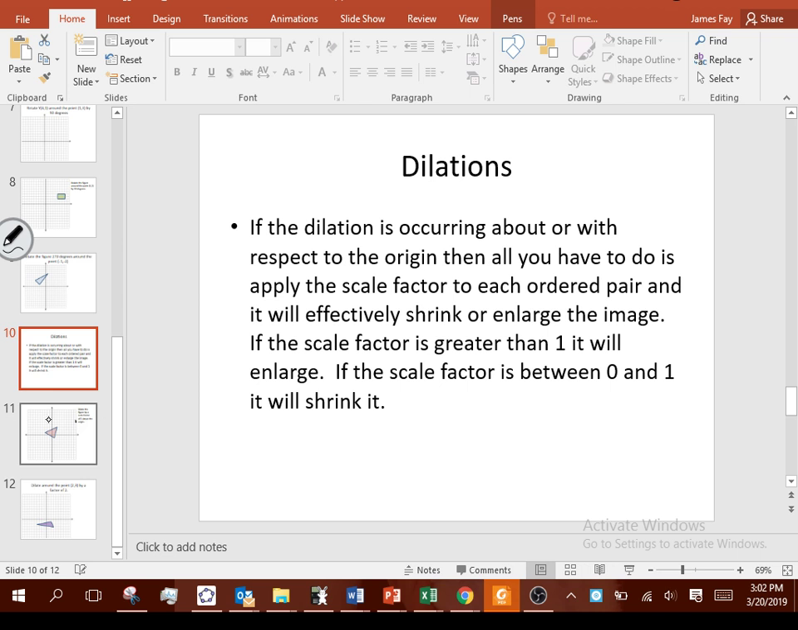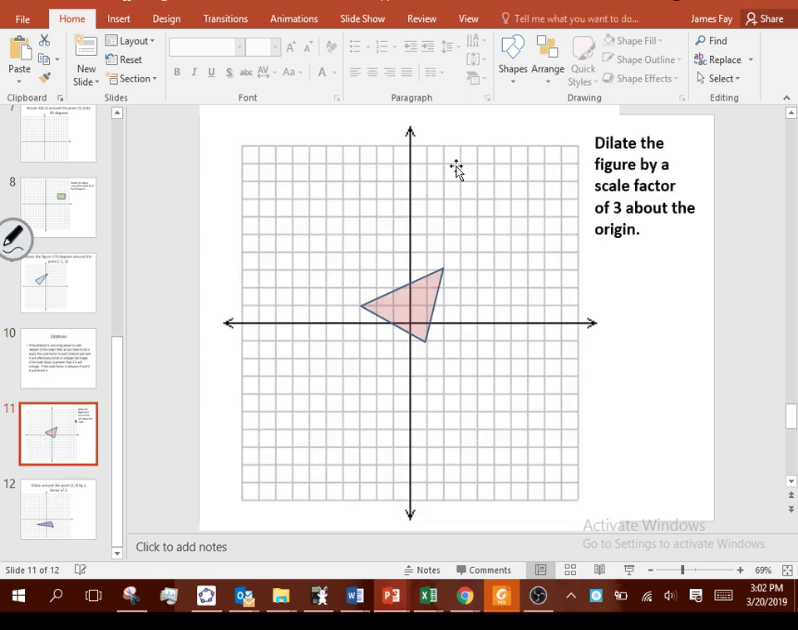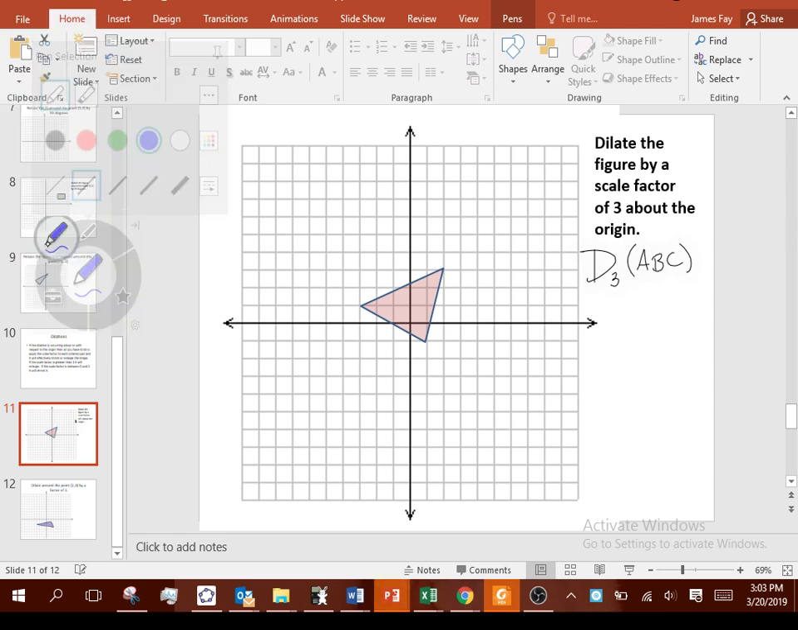All right, so the notation that they're going to use for this is a capital D for dilation. The subscript they use will be a number for the scale factor. And then in parentheses, they will tell you the shape that they want you to dilate. So in this case, I'm just going to call this triangle ABC.